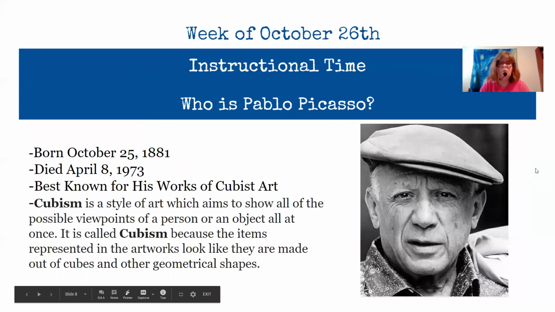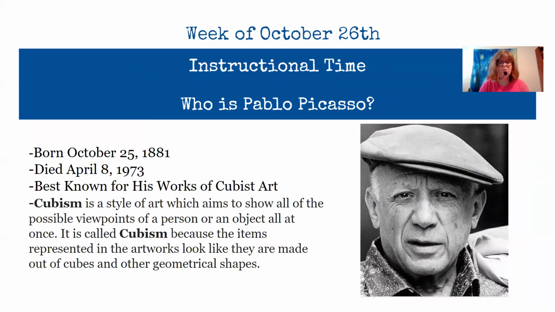Okay. Now, who is Pablo Picasso? Well, he was born long ago in 1881, and actually his birthday would be October 25th. And he passed away in 1973, and he's best known for his works of Cubist art. And Cubism, this is the definition. The formal definition is a style of art which aims to show all of the possible viewpoints of a person or an object all at once. So it kind of mixes together puzzle pieces. That's an easier way to look at it.